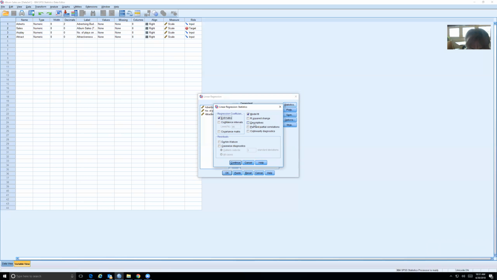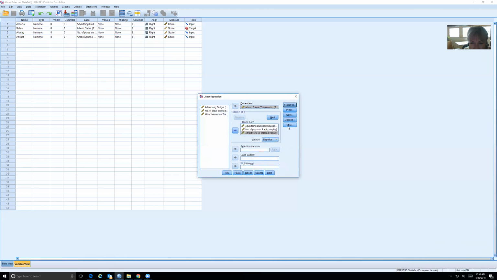So I'm actually going to ask for descriptives here because I want to see these correlations. Here we go. I can get a partial correlation table. Okay, I think that's good. Okay, so I've got stepwise regression.